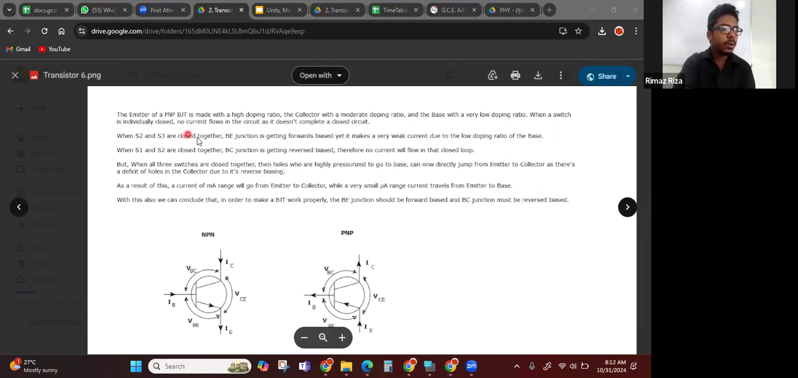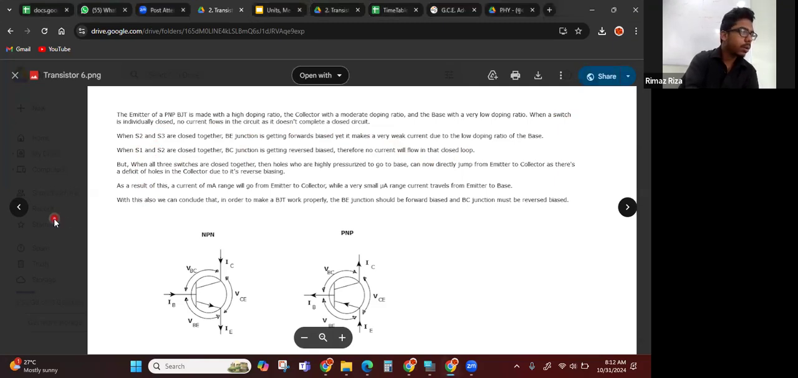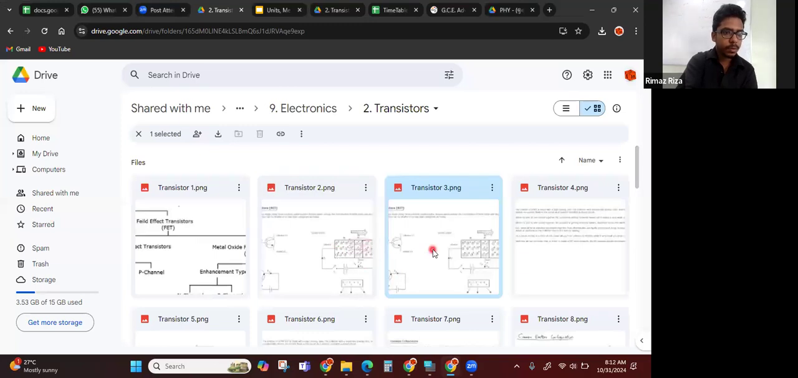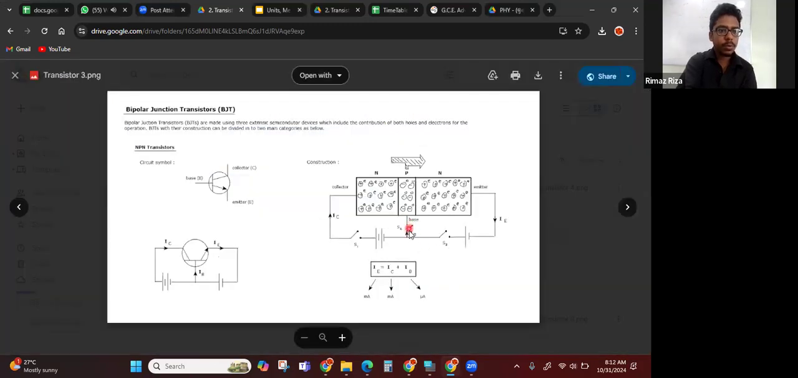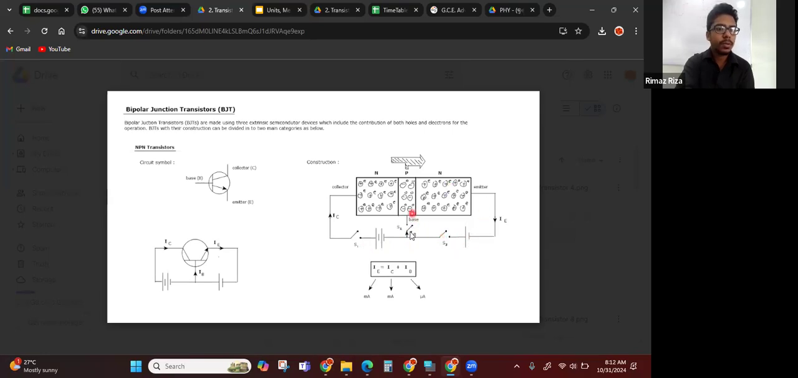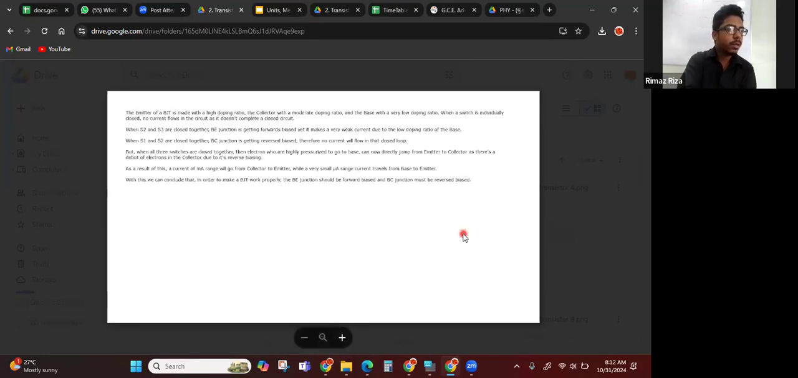When a switch is individually closed, no current flows in the circuit as it does not complete a closed circuit. If you close only one switch, it doesn't make current. If you close only this one, there won't be any closed path for the current to flow. Or if you close only this one, there also won't be any closed path for the current to flow.